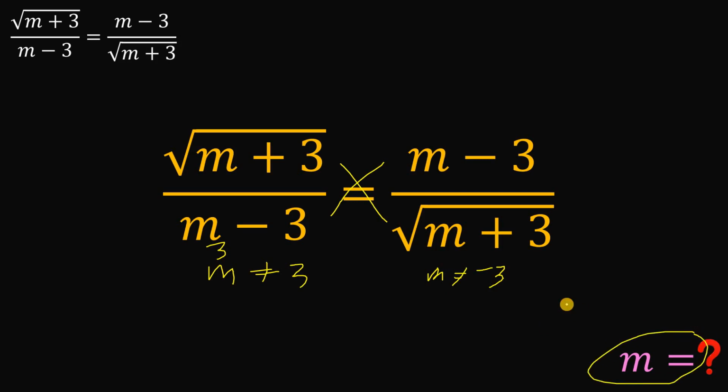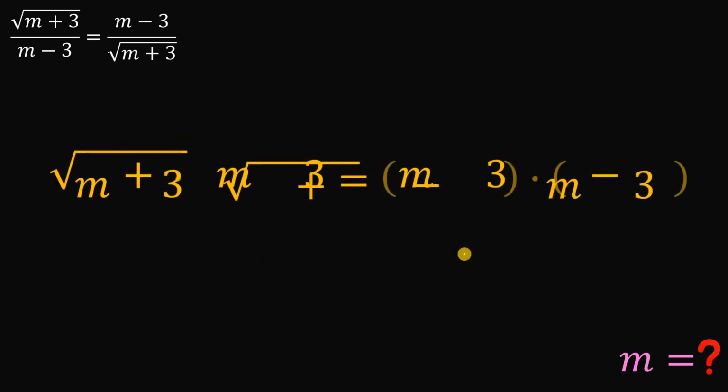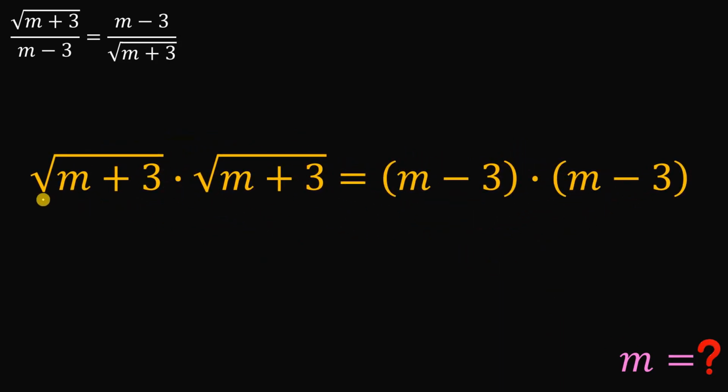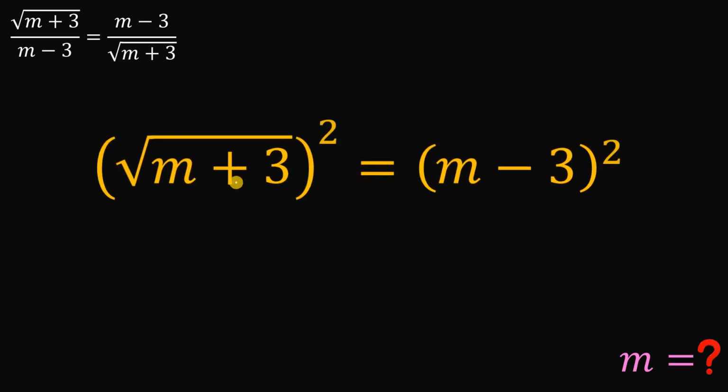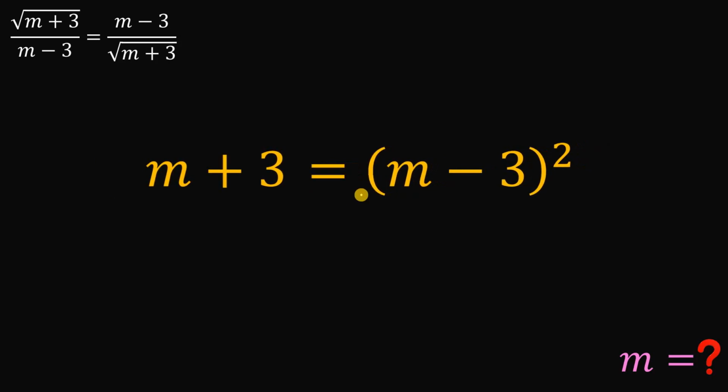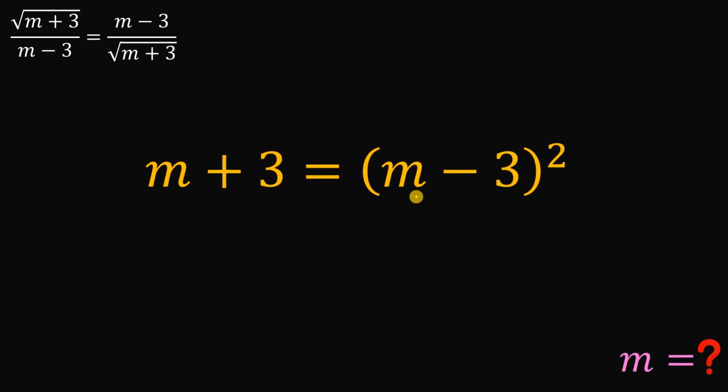Alright, now let's cross multiply. If we do that, we get square root of m plus 3 multiplied by itself, and m minus 3 multiplied by itself. In short, we get square root of m plus 3 raised to the power of 2, and m minus 3 raised to the power of 2. And take note, square root and squared cancel out nicely. So on the left hand side, we have m plus 3, and on the right hand side, m minus 3 raised to the power of 2.